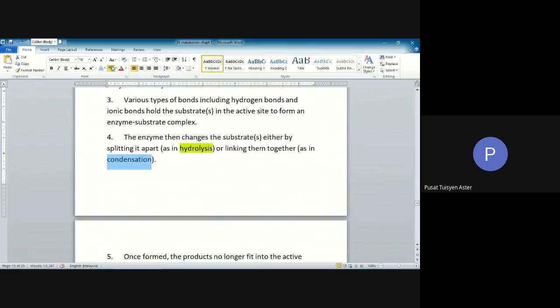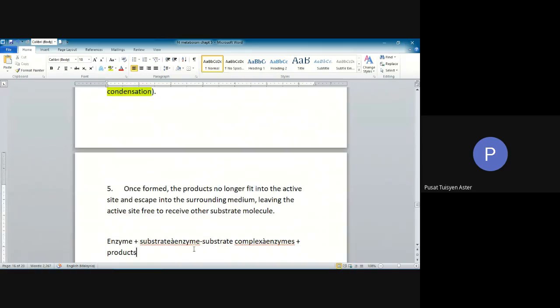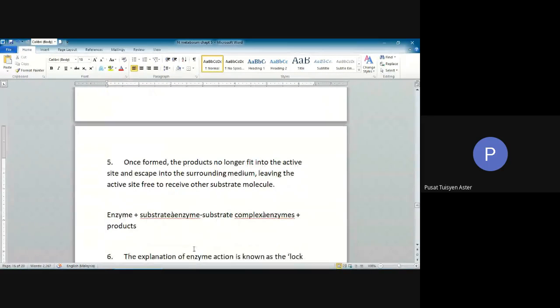So, I tadi dah explain hydrolysis proses macam mana. Condensation is we are condensing it to become a whole product. It's an anabolism kind of process. Dia menyatupadukan. Dia linking them together. Splitting it apart, dia pecahkan, hydrolysis. Now, once formed, the products no longer fit in the active site and escape into the surrounding medium, leaving the active site free to receive other substrate. Ni maksudnya enzymes are reusable.